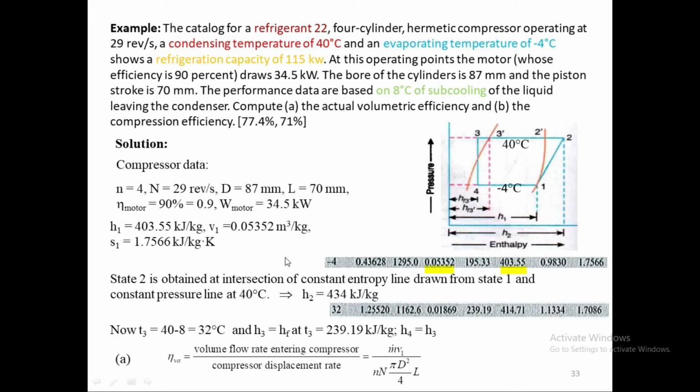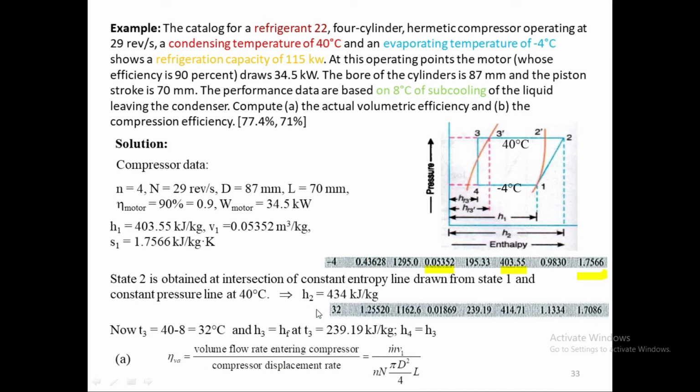Okay. Then S1, the entropy at point 1, is 1.7566. So I wrote it down, kilojoule per kilogram Kelvin. Why do we need that? We need it because 1 to 2 is a constant entropy process. So when we draw it, because we need H2 also. H2 is in the superheated region. We cannot find it from the saturation table. We have to find it from the superheated table, or we have to use the chart. So here I am going to use the chart. I will draw this diagram on the chart and then read this H2 value.